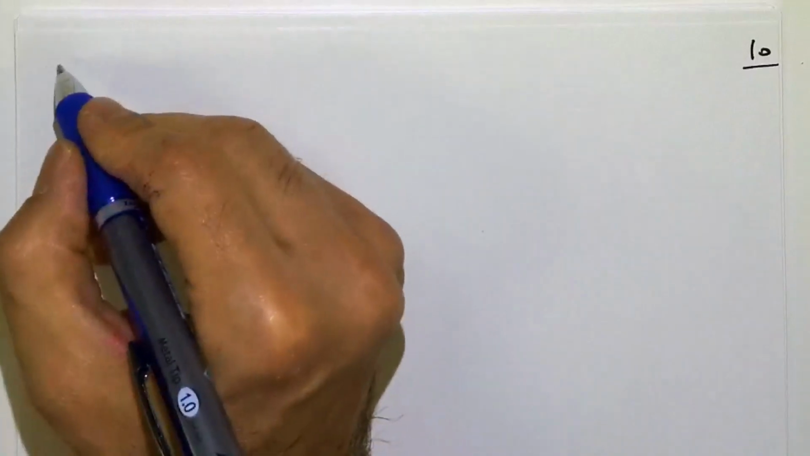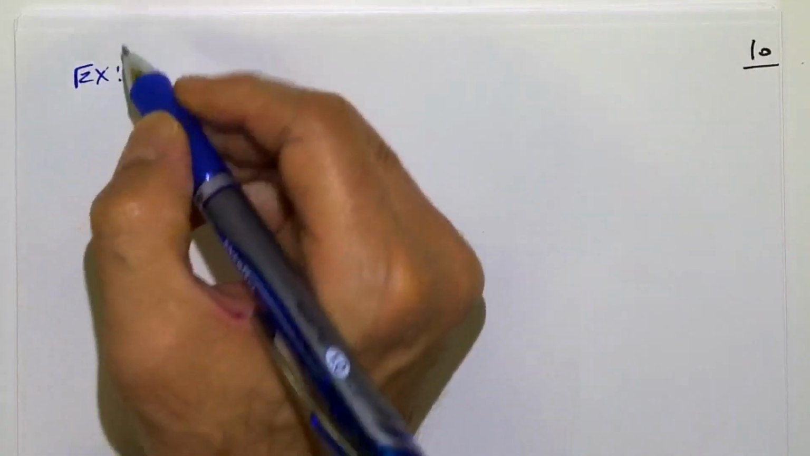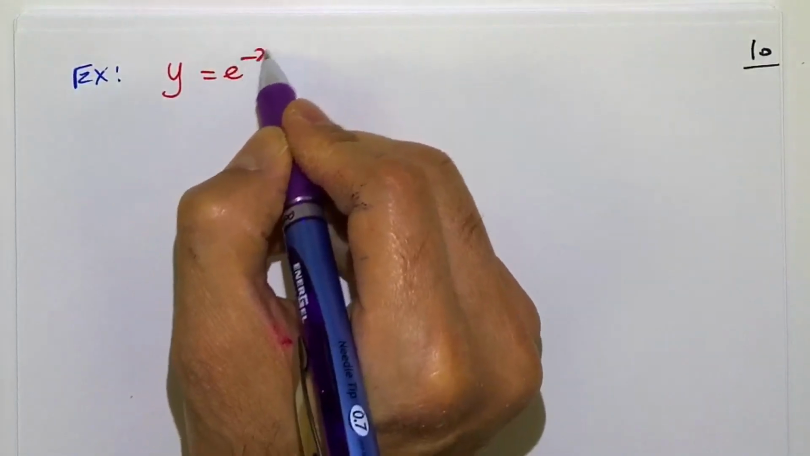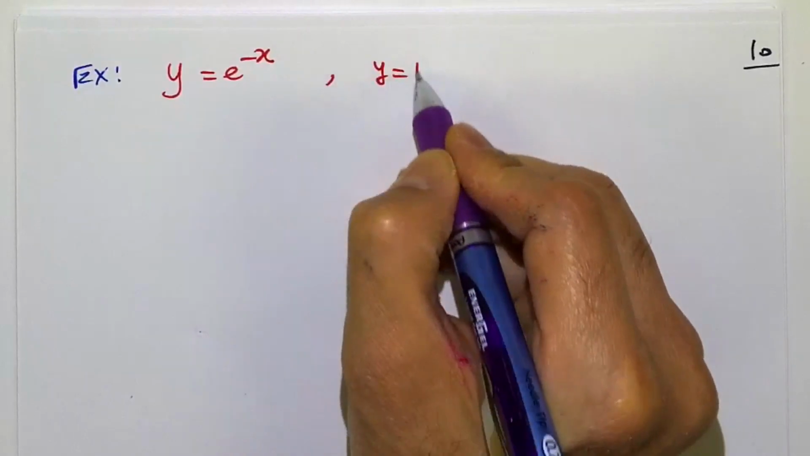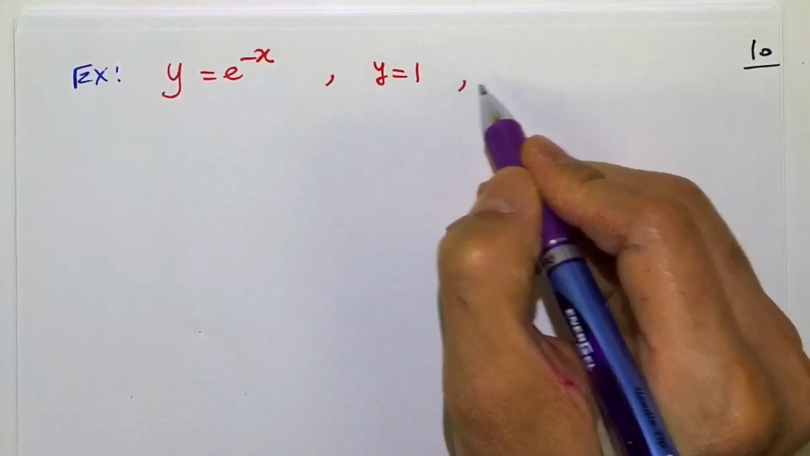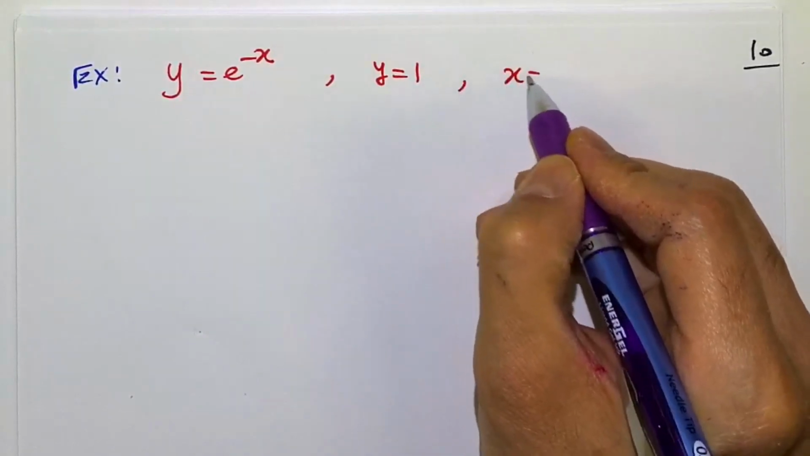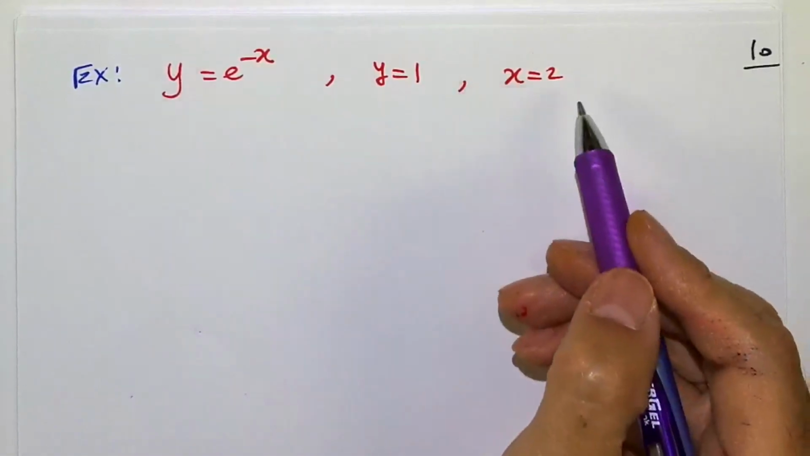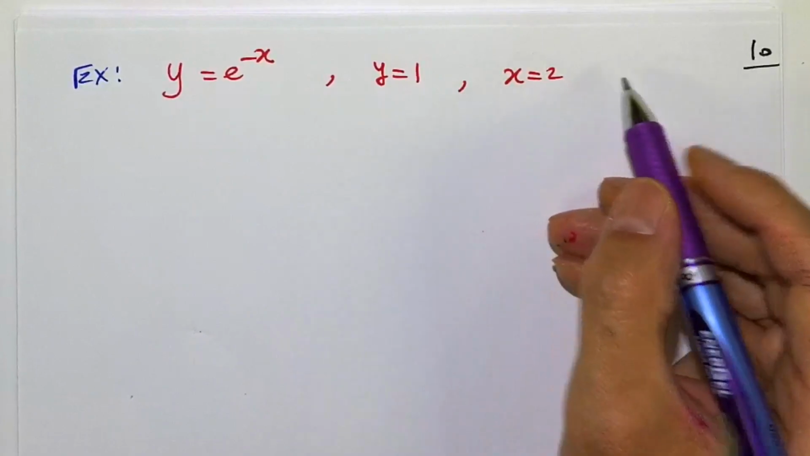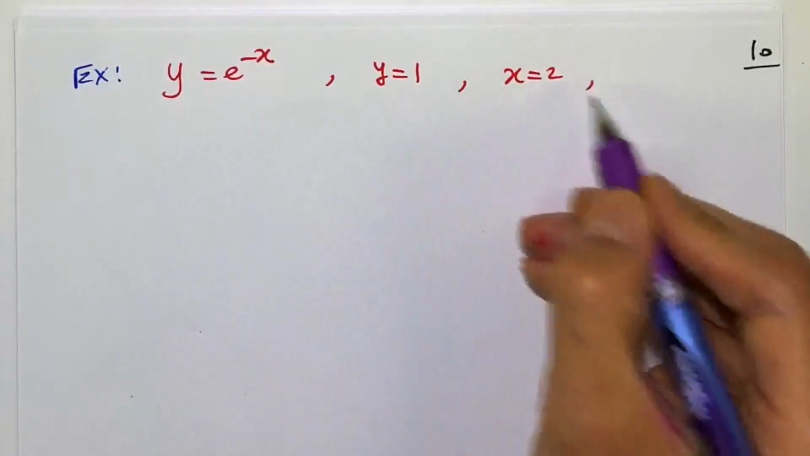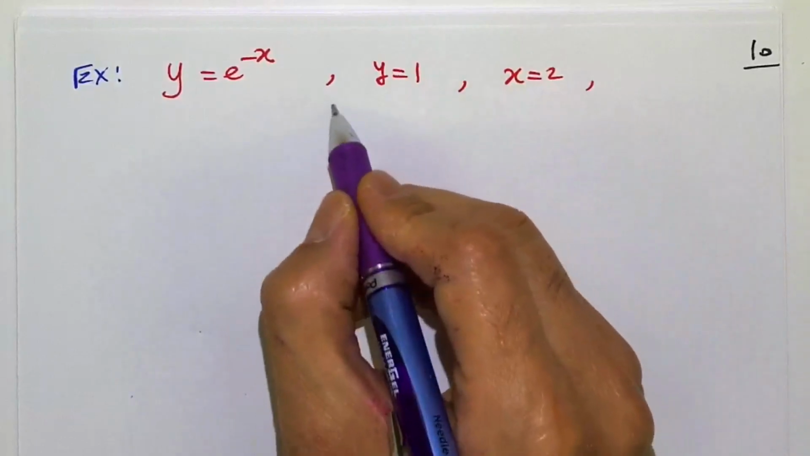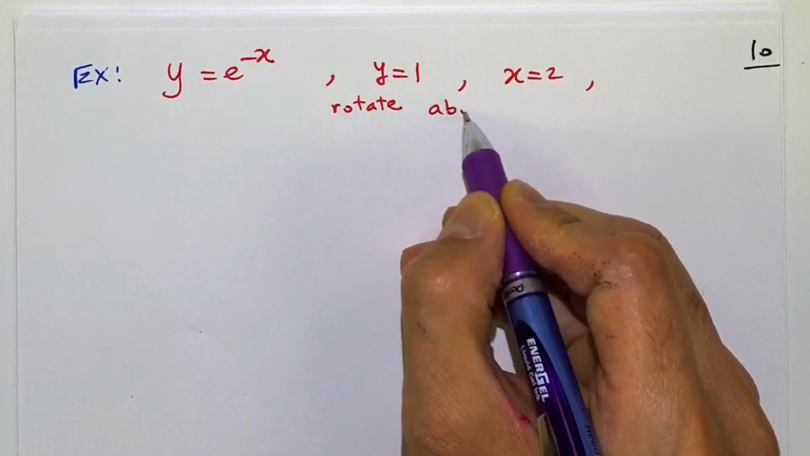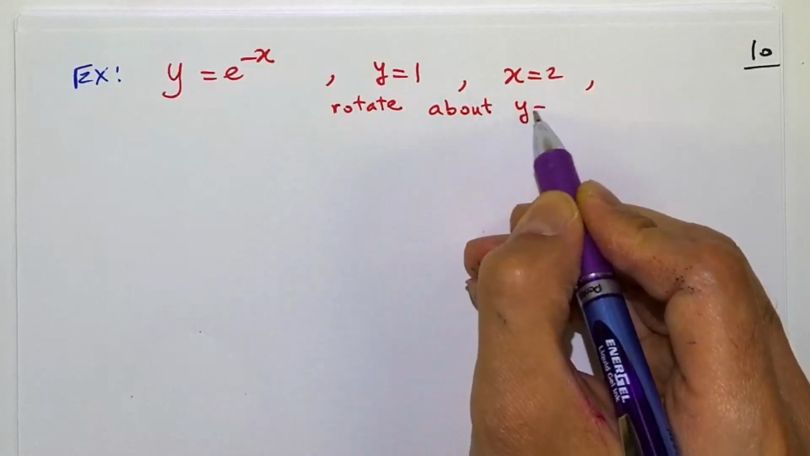So here we want to take this curve, and this curve, and this curve, the region that is enclosed by all these three curves, and rotate that region, let me say rotate about y equals 2.